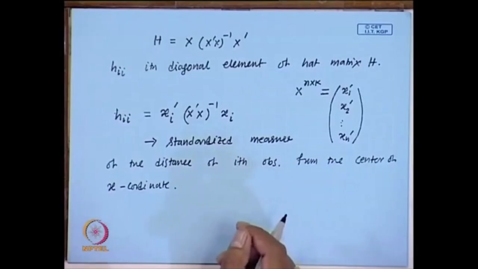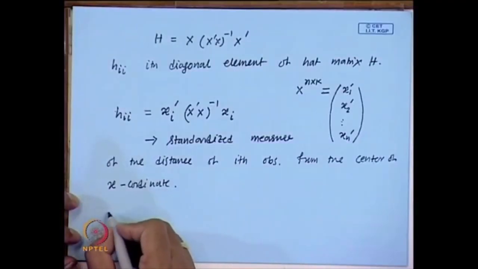What we have observed is that the ith diagonal element of the hat matrix, H_ii, measures the standardized distance of the ith point from the center of the X coordinates. We call a point a leverage point if it has an unusual X coordinate. So if H_ii is large for a particular i, that indicates the ith point is a leverage point.